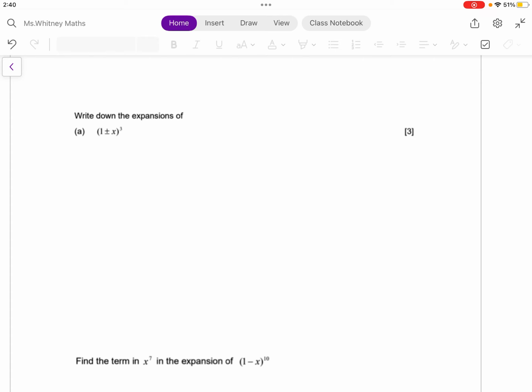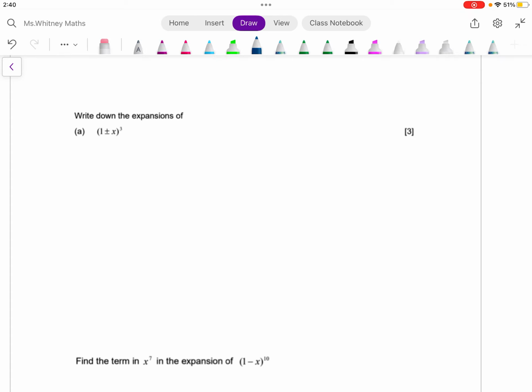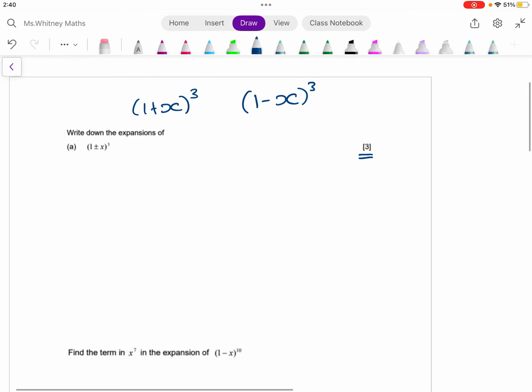So it says write down the expansions of, and then we have to do the expansion of both of them. We basically have to expand 1 plus x cubed and also 1 minus x cubed. But it's only 3 marks, which means roughly 3 minutes, so we've got to be mindful of time here. Now, first thing we do whenever we are expanding, and it's a non-calculator question, we're going to write out our Pascal's triangle.